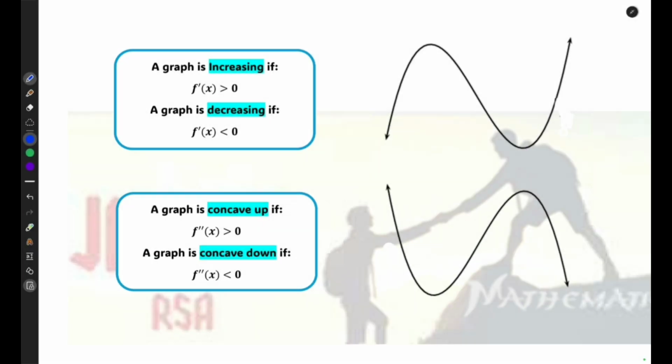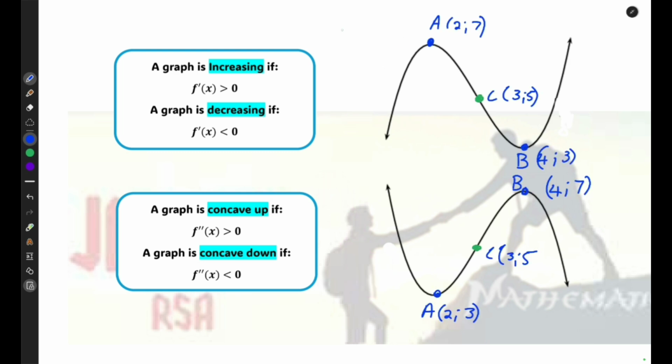Then there are questions that are almost there in every single paper: they're going to ask you where is the graph increasing and where is the graph decreasing. In grade 9, you learned that when a straight line goes from the bottom left to the top right, then it is an increasing line. And if it goes top left to bottom right, then it is a decreasing line. That still applies with these questions.